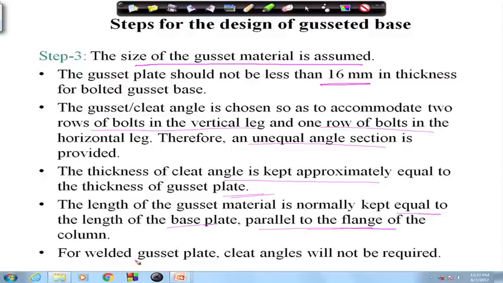Now, for welded connection, the gusset plate cleat angles will not be required. For a welded gusset plate, we do not need a cleat angle, because we will be directly connecting the gusset plate with the column with welded connections. So, we do not need the gusset angle or cleat angle to hold the column with the gusset plate or with the base plate, right, because we are directly connecting with the welded connection.